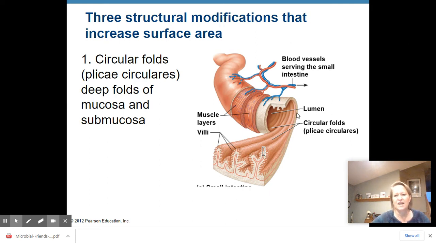So the lining of the intestine itself, the small intestine, has these circular folds, and they are deep. You can see that they have lots and lots of folds to them. And so food's going to get squished into there. And then directly connected to it, we have blood vessels that are going to pick up the nutrients and get rid of the waste.